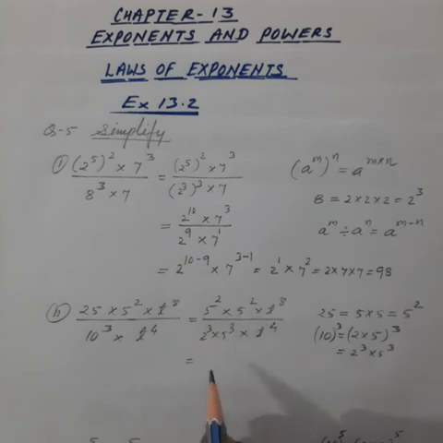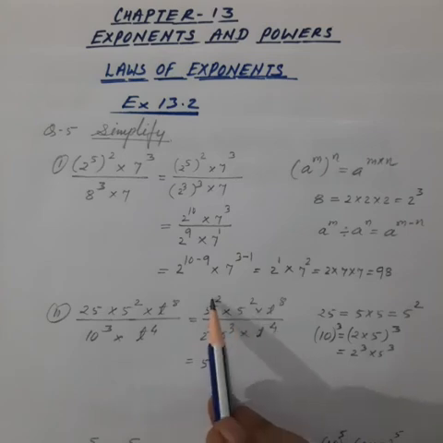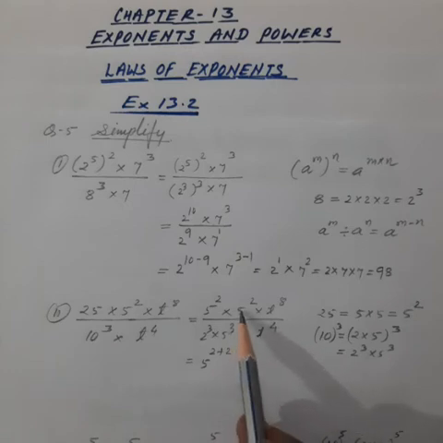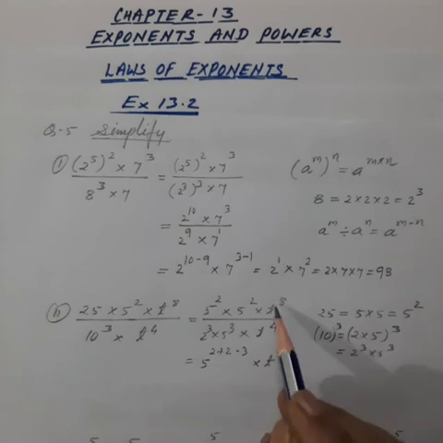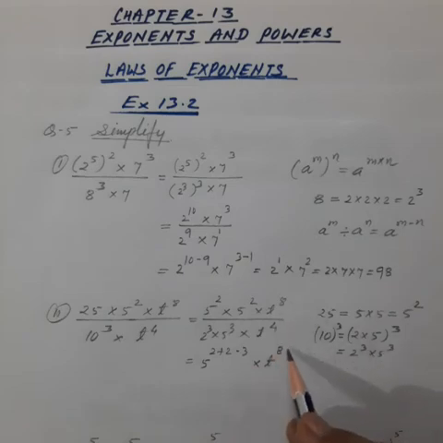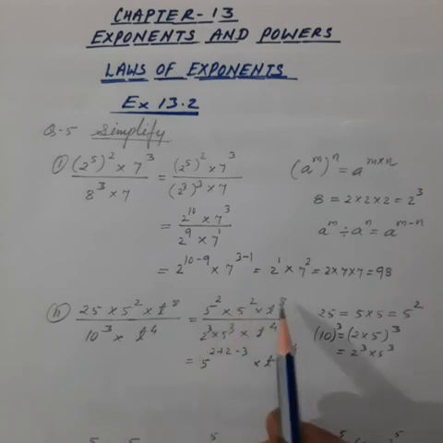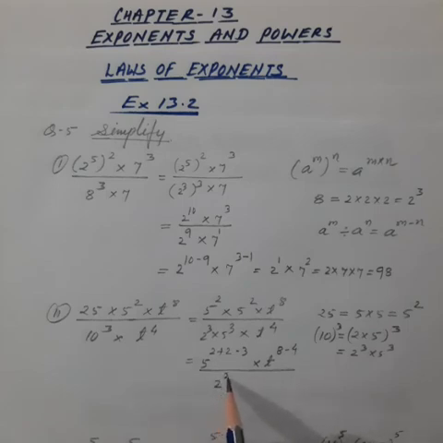Now take same base 5. These two numbers are with same base. So add their powers. 2 plus 2 and this 5 cube is in denominator with same base 5. Take it in numerator and subtract the power into other base t. T raised to the power 8. This is the division of two numbers with same base. So take the same base and subtract their powers. And this 2 cube is in denominator. There is no 2 factor in numerator. So keep it in denominator only.